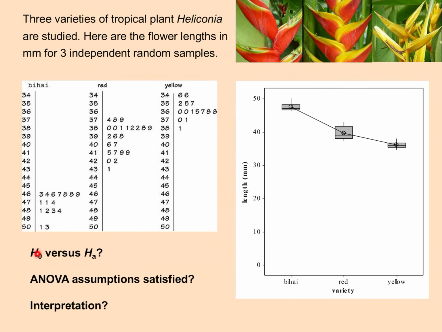So our null hypothesis then is going to be simply that all population mean flower lengths are the same. The alternative is simply that that's not true. All right, are the ANOVA assumptions satisfied?